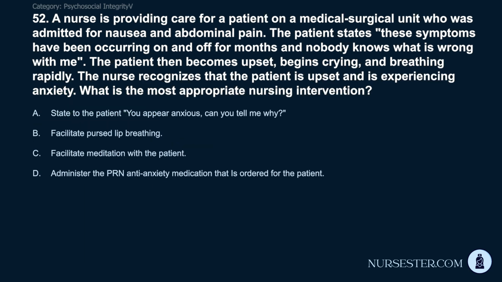52. A nurse is providing care for a patient on a medical surgical unit who was admitted for nausea and abdominal pain. The patient states, "These symptoms have been occurring on and off for months and nobody knows what is wrong with me." The patient then becomes upset, begins crying, and breathing rapidly. The nurse recognizes that the patient is upset and is experiencing anxiety. What is the most appropriate nursing intervention?